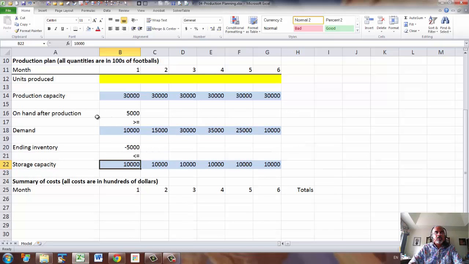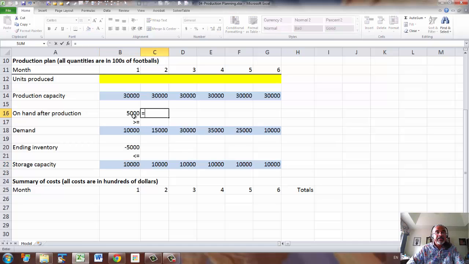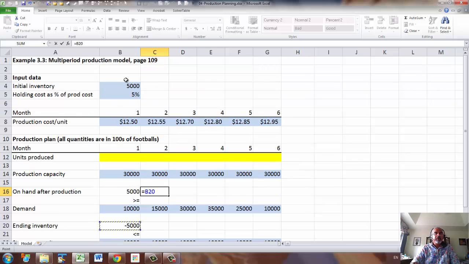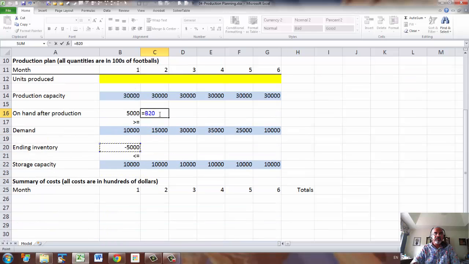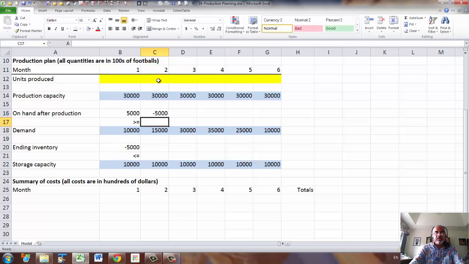Okay. Now, on hand after production for month 2 is going to be slightly different. So it is the ending inventory of the previous month that is the beginning inventory. Unlike the first one where the beginning inventory is the initial inventory given, for the second month it is the ending inventory of the previous month plus production. Now that has to be greater than or equal to demand.